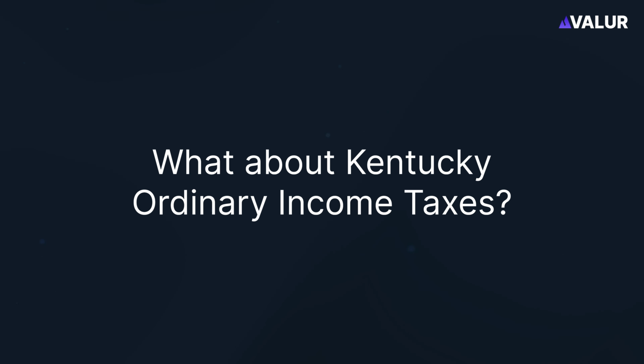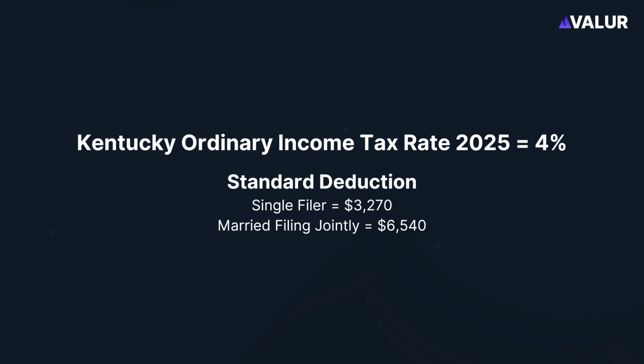What about Kentucky ordinary income taxes? Unlike federal income taxes, Kentucky taxes income at a flat rate of 4%. Moreover, Kentucky also has a standard deduction that is $3,270 for single filers and $6,540 for married filing jointly. So let's say Jack, with his $350,000 in ordinary income, lives in Kentucky. He would qualify for the $3,270 standard deduction, reducing his taxable income to $346,730. With the flat tax rate of 4%, he would pay state-level taxes of $13,869. As you can see, income taxes are often an individual's largest annual expense, making tax planning crucial.